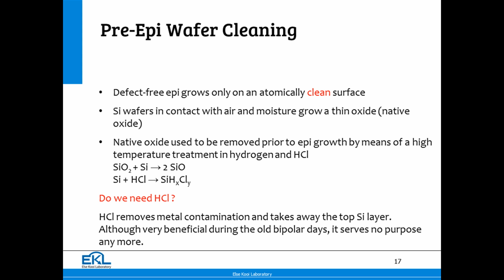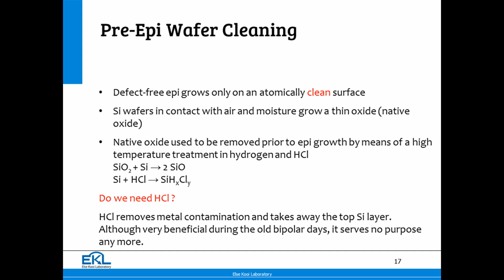Well, in the old days, bipolar days, we were not working to the standards we're up to now. Metal tweezers, metal wafer stages. At least compared to today's standards, the metal contamination was extremely high. And that is where the HCl came in handy. We really removed a few tenths of a micron of the surface of the layer. And with that, we removed a lot of the metal contamination.